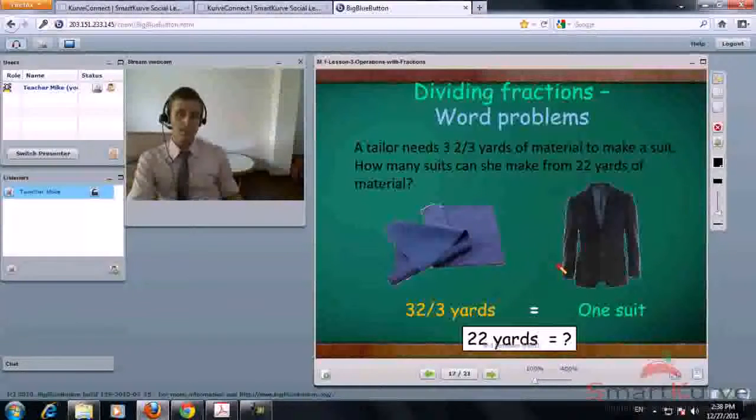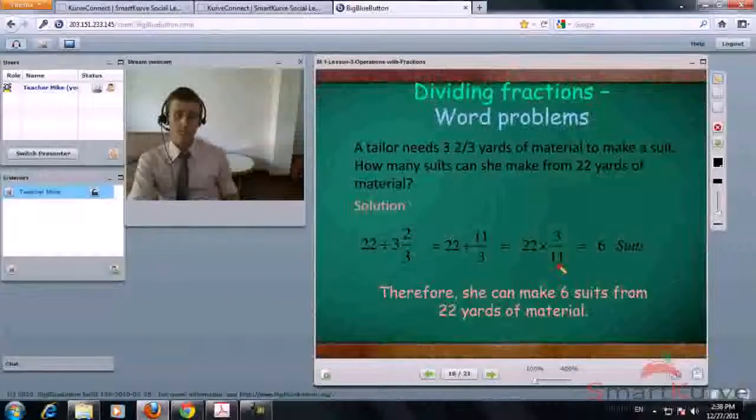A tailor needs 3 2/3 yards of material to make a suit. How many suits can she make from 22 yards of material? 3 2/3 yards, 1 suit, 22 yards, how many suits? 22 divided by 3 2/3.